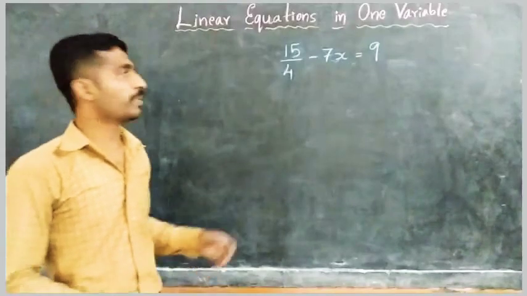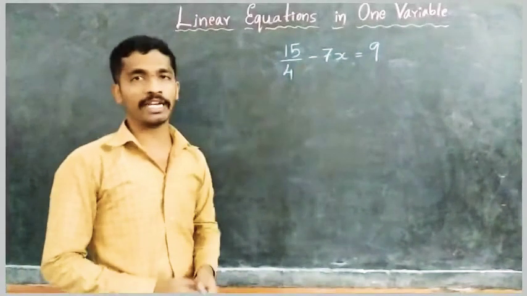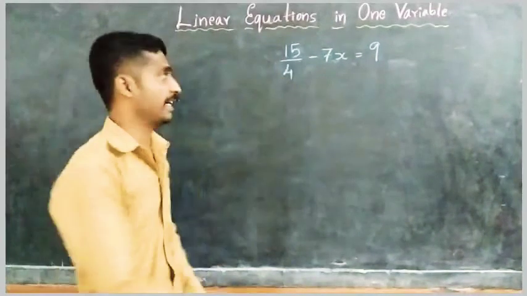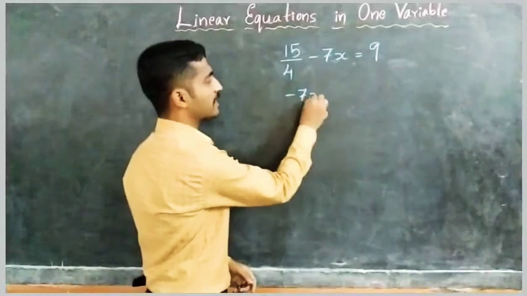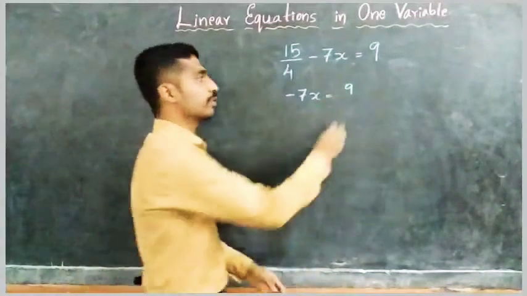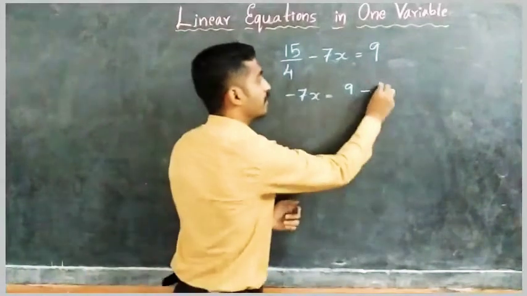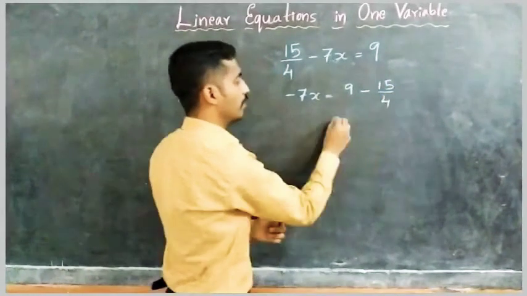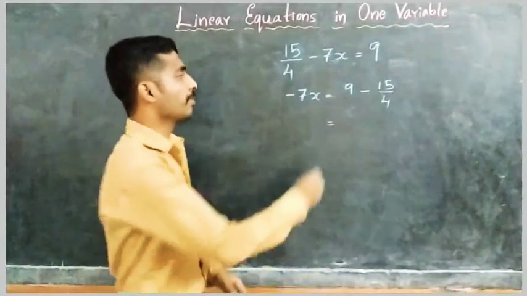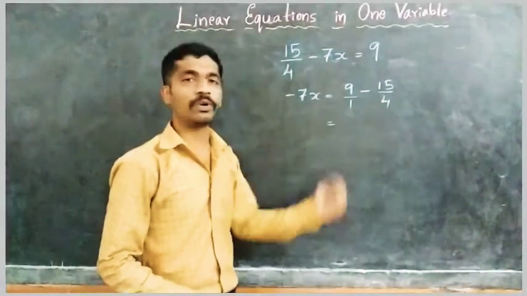Let's take another example from your textbook. Here they have given 15 by 4 minus 7x equal to 9. Keep the variable this side only. Take this fraction to your right side. So here you will get minus 7x equal to 9 minus 15 by 4, because here it is plus and it goes to subtraction. Here 9 is a whole number, so let's make it rational, 9 by 1 in fraction.